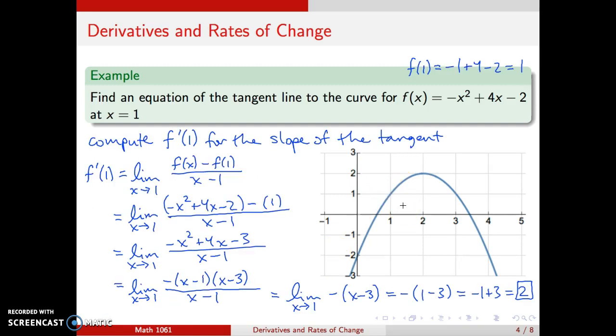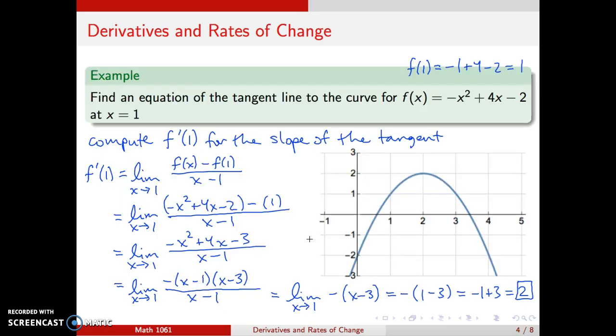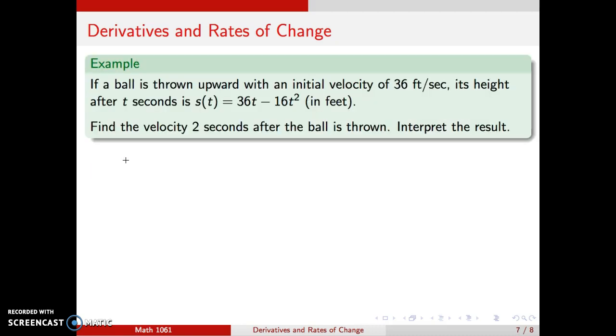All right, so I did this calculation using this description. It's kind of messy there, but that's how it goes. Our other motivating application was velocity. So just as a reminder, if f of t is the position function of an object at time t, the derivative at time a is the velocity at that time. And I said f of t here. You'll see in the problems that we're looking at, oftentimes they use s for position. And in fact, I've done that in an example here.